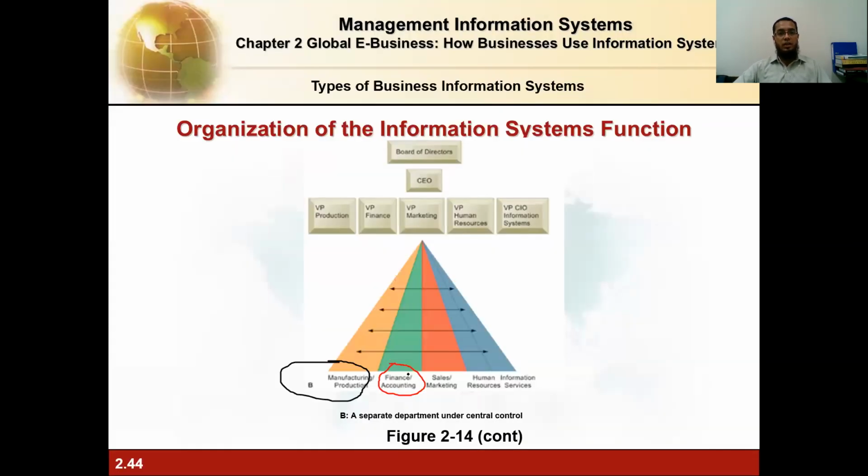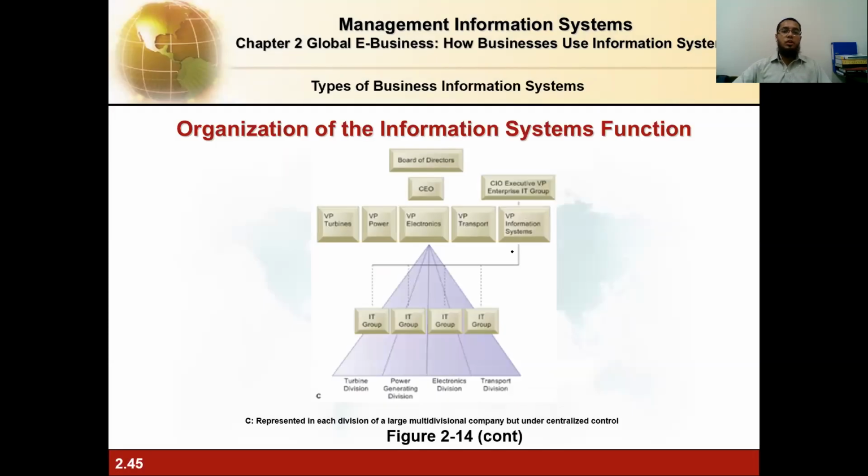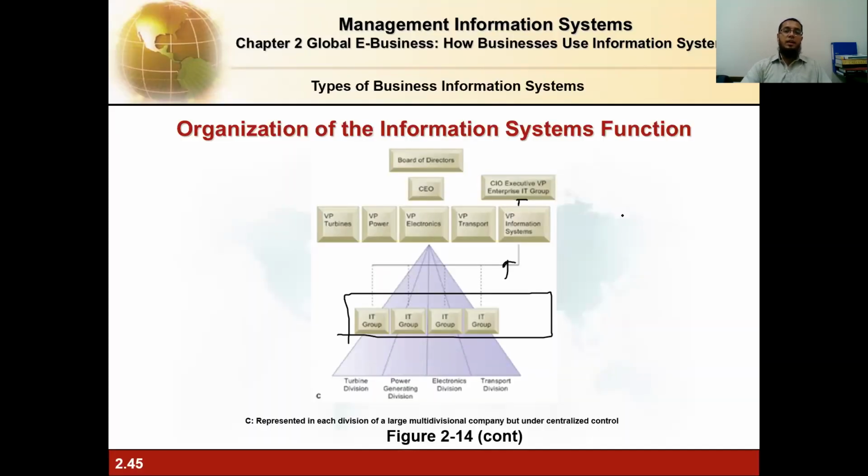And you can have a separate department under central control. So the departments are different, but both are controlled under the vice president, reporting to the CEO. So here you have IT groups, and all IT groups are directed by the vice president of information systems, which is coordinated by the chief information officer. That's the end of the chapter.